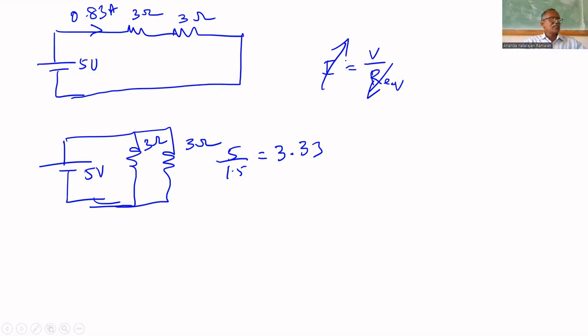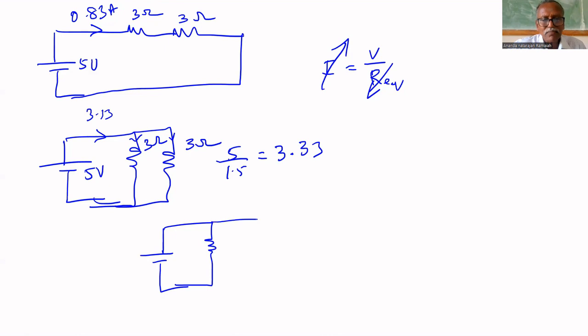So, if we put two resistances in series, current will decrease. The same two resistances, if you put in parallel, current will increase. Suppose I'm having it this way. The total current is 3.33. Come to this first. What is the current through this? 3.33 divided by 2, how much? Equal resistance, therefore equal current: 1.66. Am I correct or not? So, equal current in both branches.